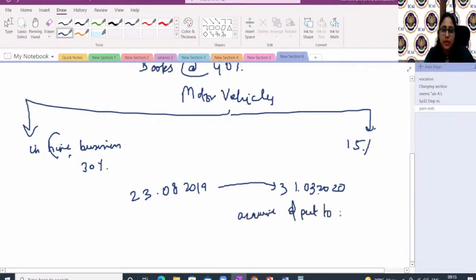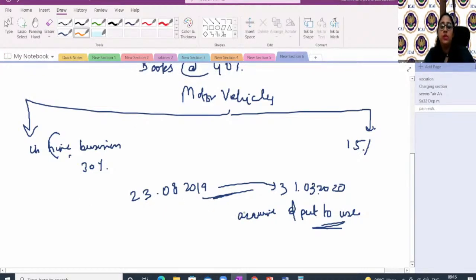highlight this a little. I'll tell you why. If you acquire and put to use the motor vehicle during this period, we will give you extra depreciation throughout the life of the asset. So what did they do?